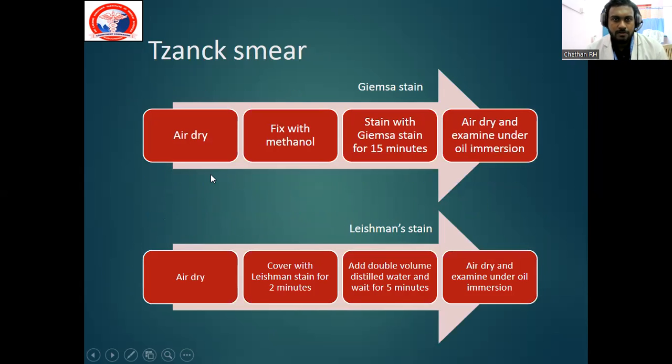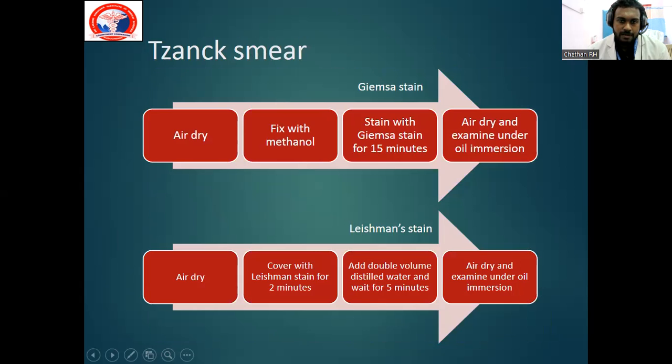So this is the procedure of the Tzanck smear. First you have to air dry the slide, then fix it with methanol, and then add Giemsa stain and wait for 15 minutes, then air dry the slide and examine under the oil immersion microscope. In case of Leishman stain, you can do it in a similar manner. First air dry the slide, then cover it with Leishman stain for about 2 minutes, then add double the volume of distilled water and wait for 5 minutes, and air dry the slide and examine under the oil immersion microscope.